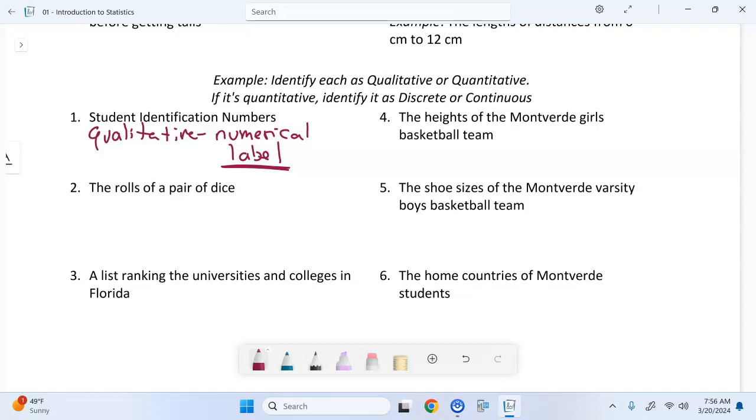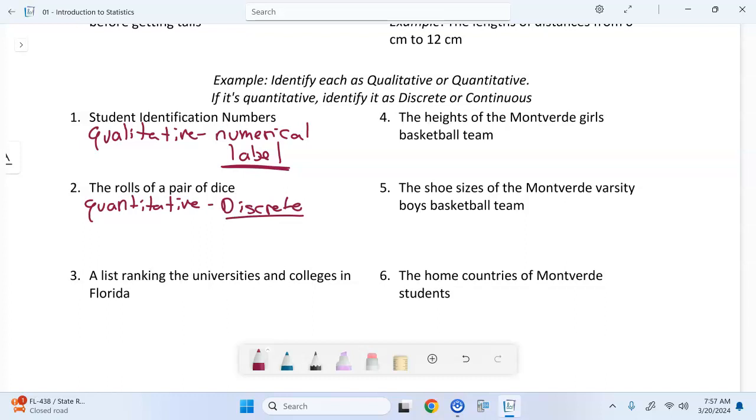The rolls of a pair of dice. It's quantitative. We can roll it once, we can roll it twice, we can roll it 3 times. Now, is that going to be discrete or continuous? Discrete. Can I roll it 3.5 times? No, it has to be a whole integer value. So we've got quantitative, and it will be discrete.